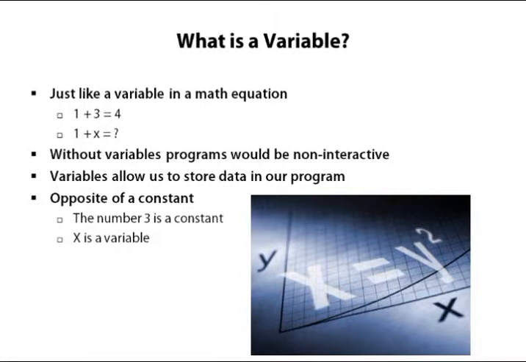And you can see here I've got an example of 1 plus 3 equals 4. There's no variable in there. But if we said 1 plus x, then it's going to be equal to something unknown. It depends on what x is. Same thing in a programming language.